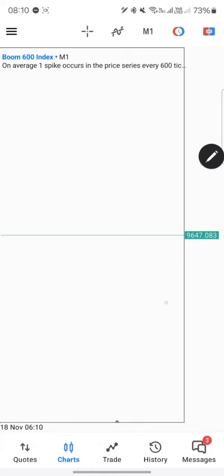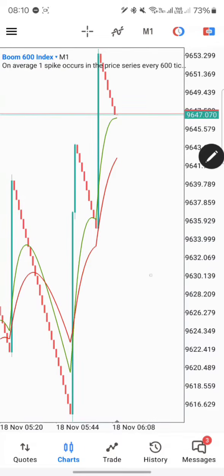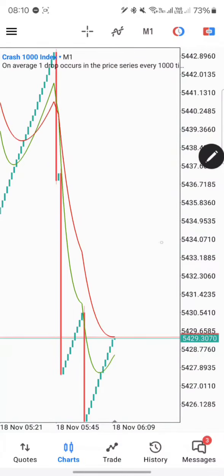Boom 600, exactly the same concept. That would have been a sniper. Over here, once it crosses through the candle, you can go ahead and take a trade. On Crash 1000, exactly the same concept. Once it crosses through the little candles, you go ahead and you take a trade and you hold for 5 to 10 candles. If no spike happens, you close your trade. Okay, you close your trade.